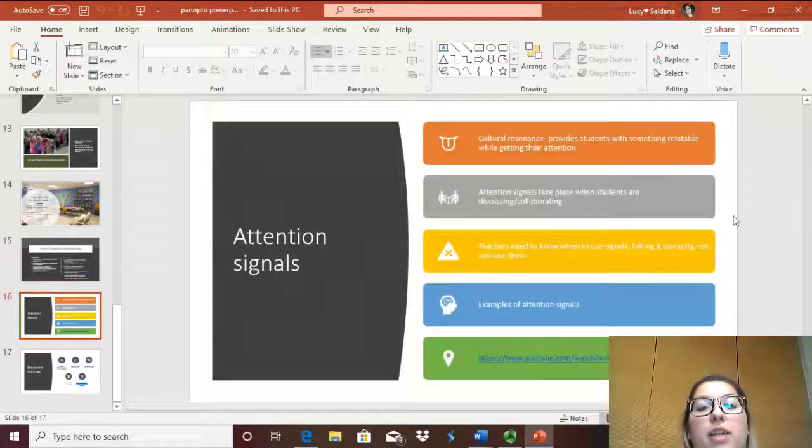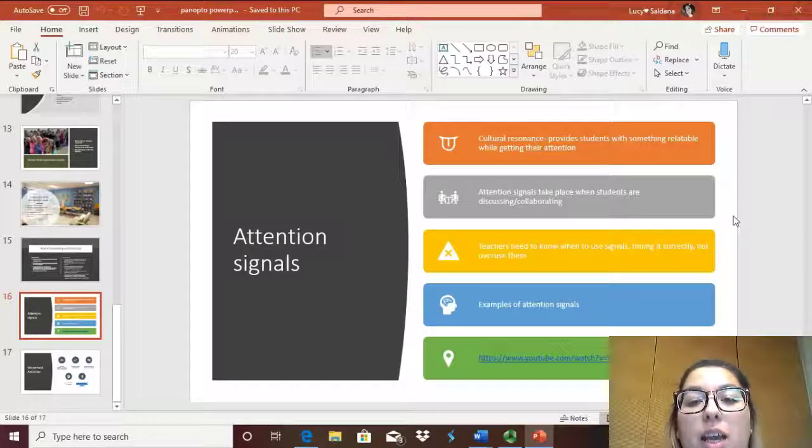So we're going to talk about attention signals, and these are some attention signals that are used in the classroom. Attention signals are cultural resonance, which provides students with something relatable while getting their attention. The attention signals take place when students are discussing and collaborating in the classroom.